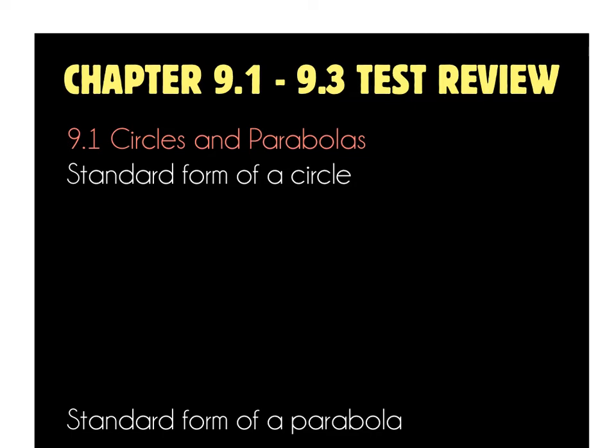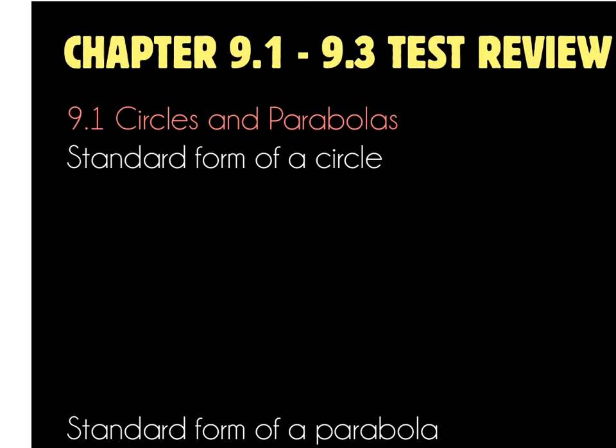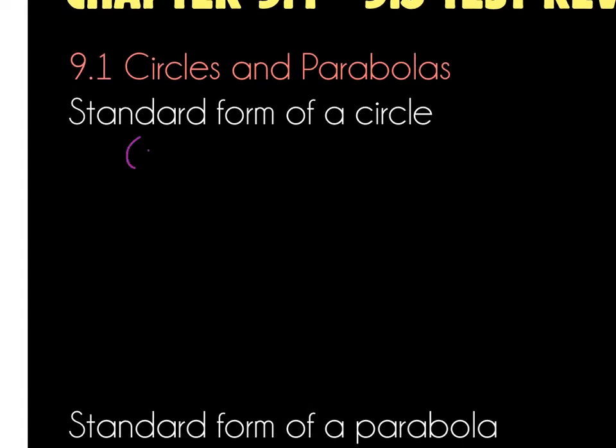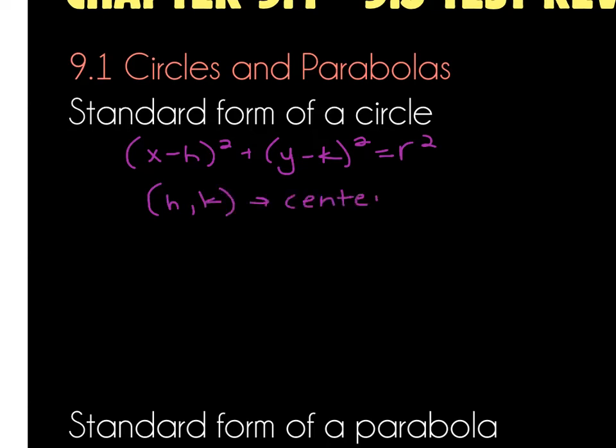So it goes back to 9-1, which was circles and parabolas. If you remember, the standard form of your circle was x minus h squared plus y minus k squared equals r squared, where your hk is your center and r is your radius. So you'll see 2 different types of problems with these. One in which you're going to be asked to complete the square to find the equation and then find the information from it.